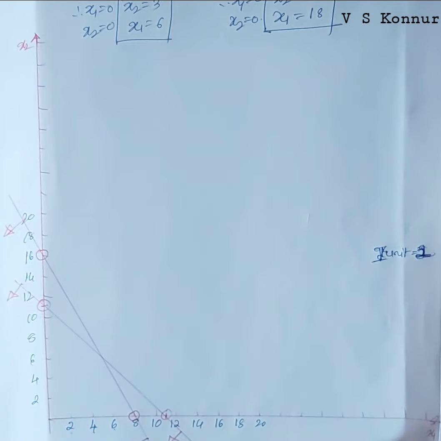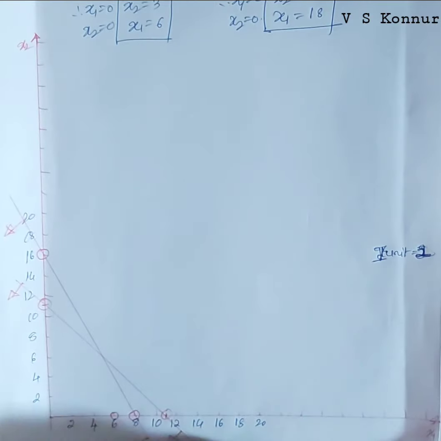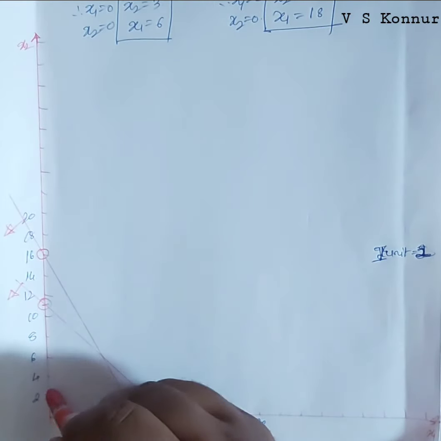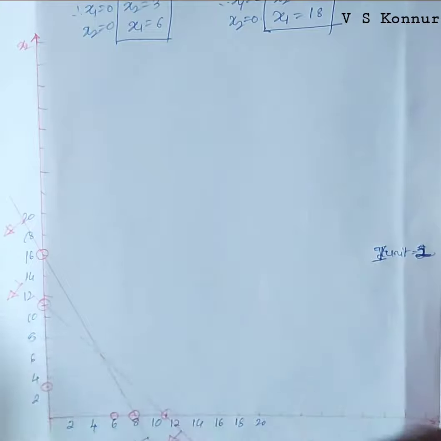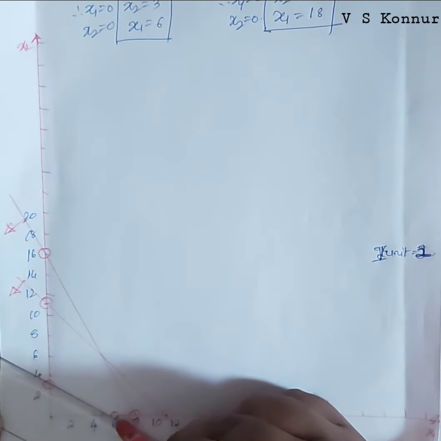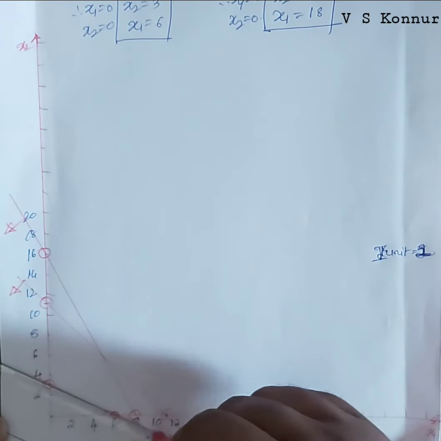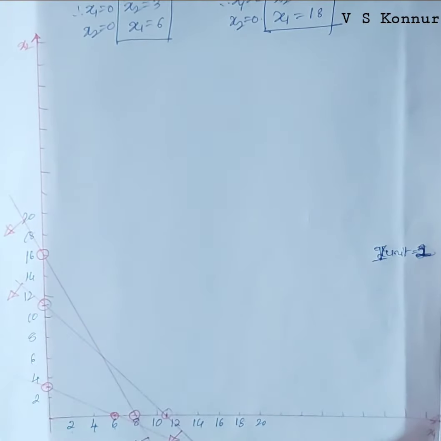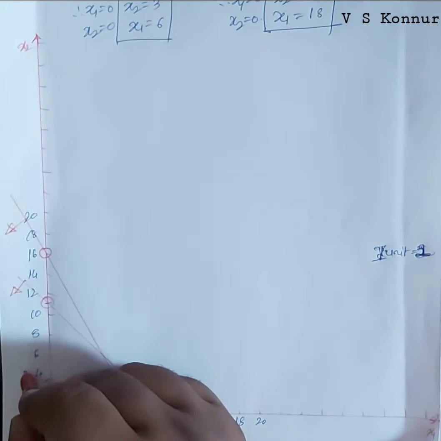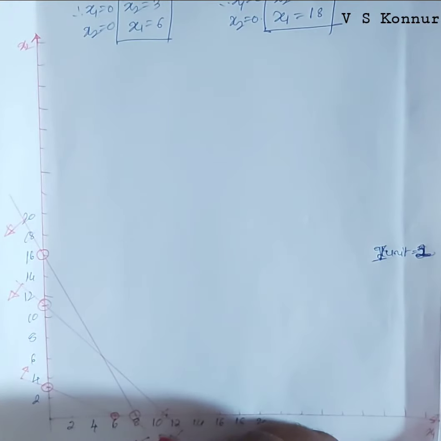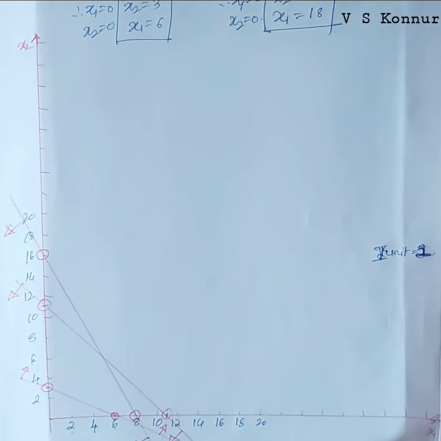Next, third line, x1 equal to 6, x2 equal to 3. Draw the line, x1 equal to 6. The third equation is greater than equal to sign, so the arrow mark is away from the origin. Please keep that in mind. It is greater than equal to sign, because of that the arrow mark is away from the origin.